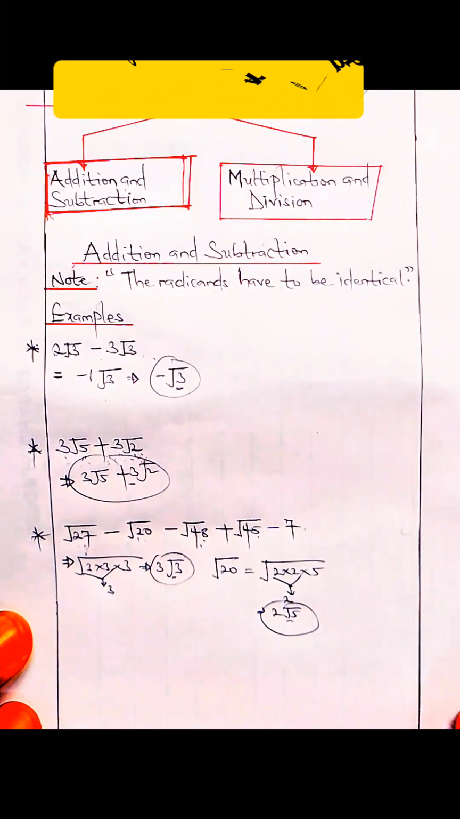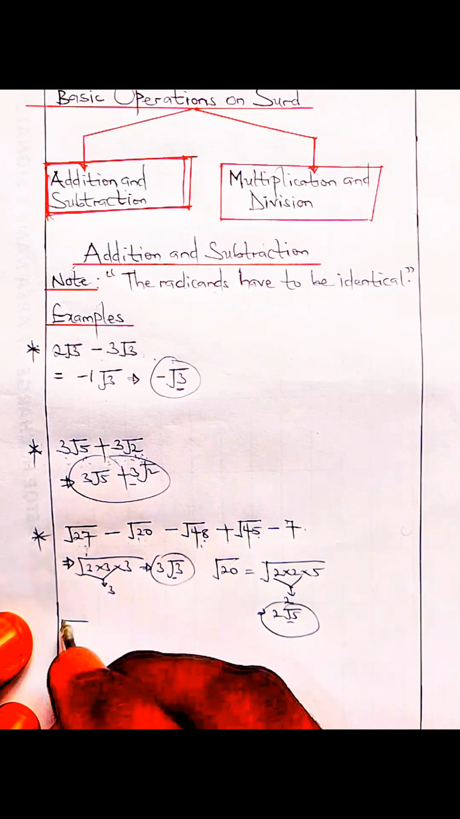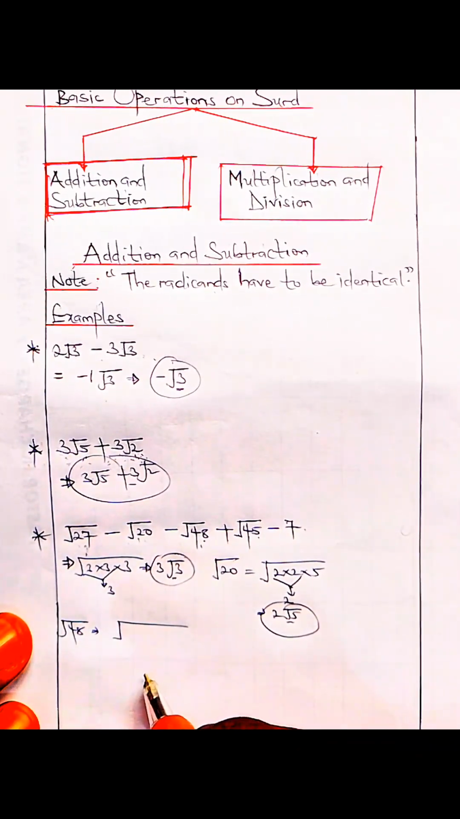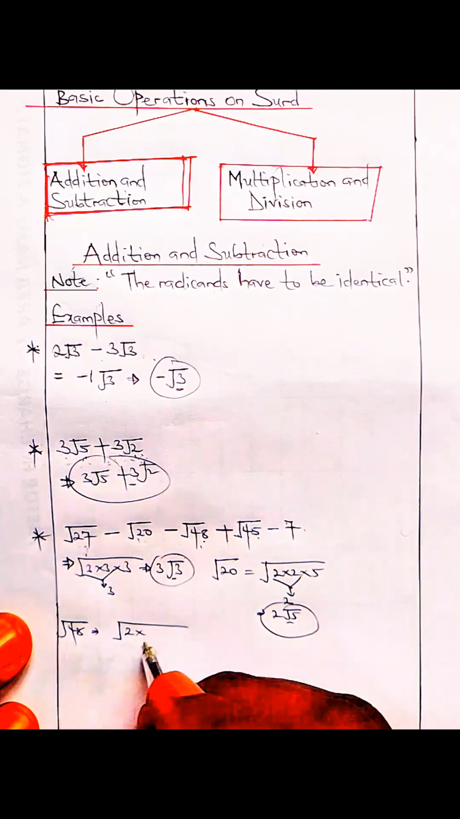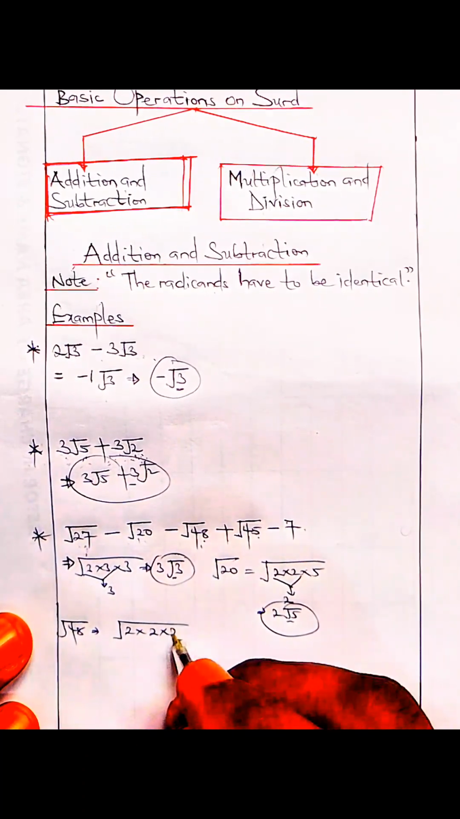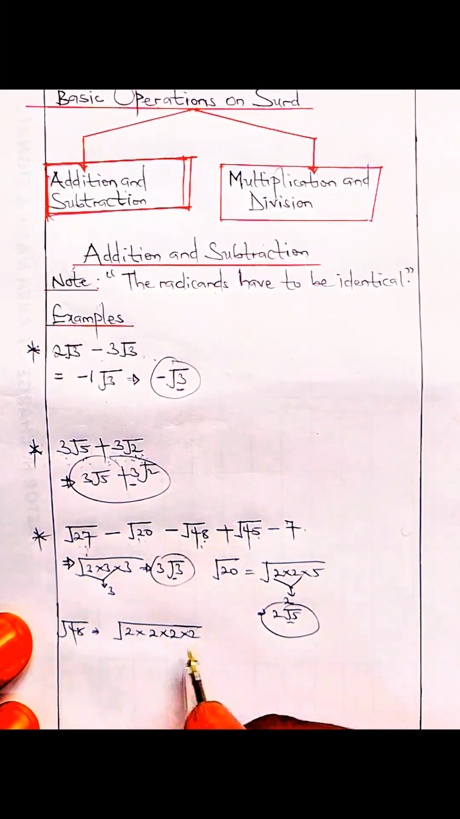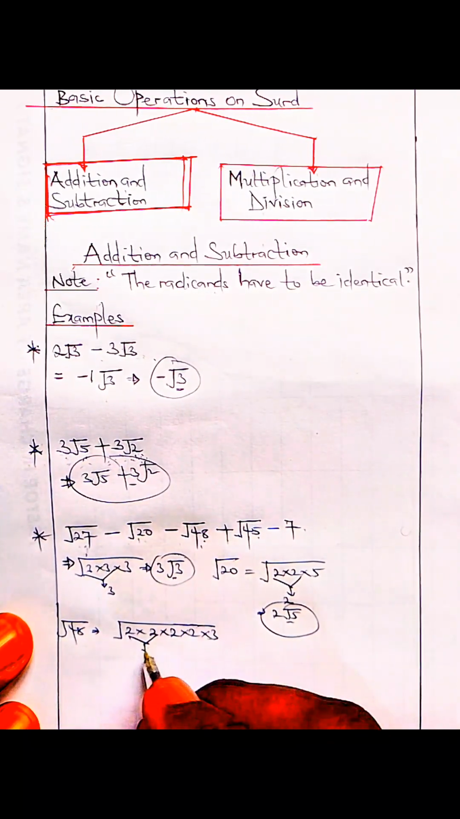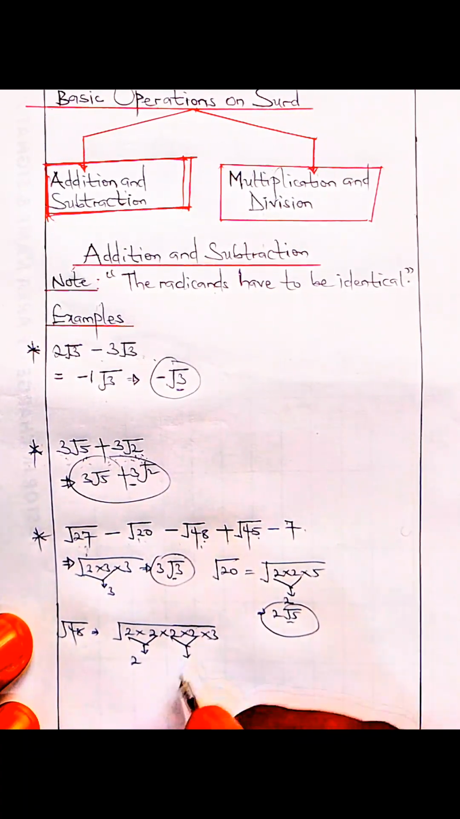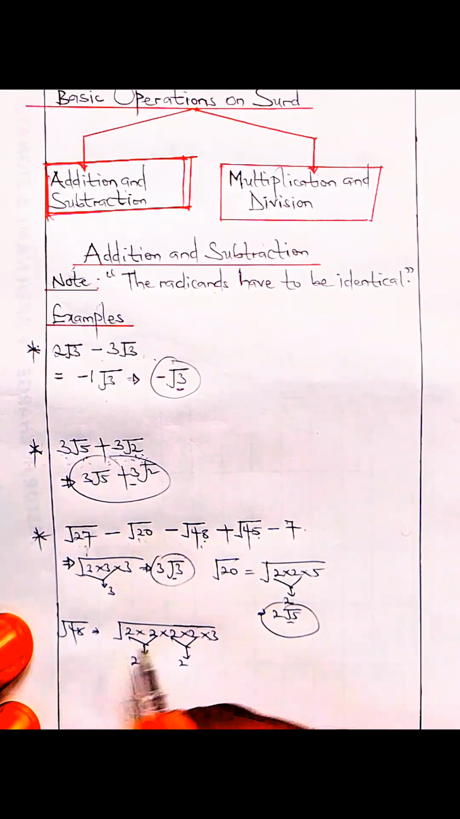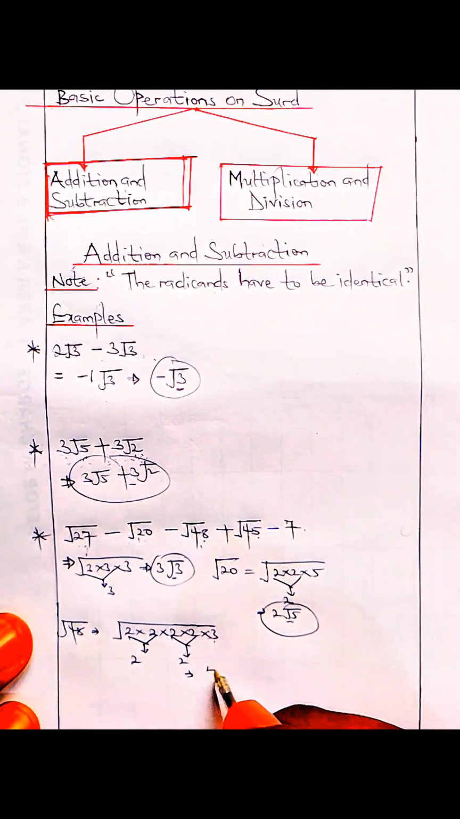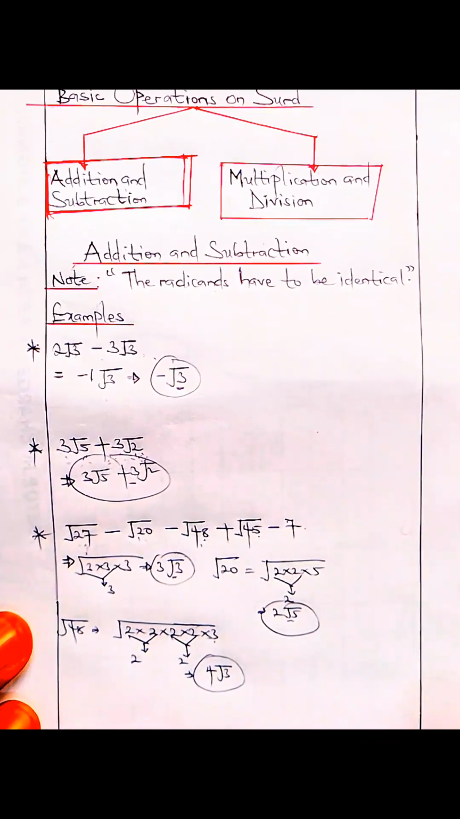So the next thing we do, the same thing for root 48. When you break root 48 down, you can use your tabular method. This is 2 times another 2 times another 2 times another 2, which is 16, then times 3. So we pick this 2 out, and this 2. Why? Because they have a partner. Don't forget, this one doesn't have a partner. So what do we have? We have 2 times 2, 4. So 4 root 3. We're done with that.